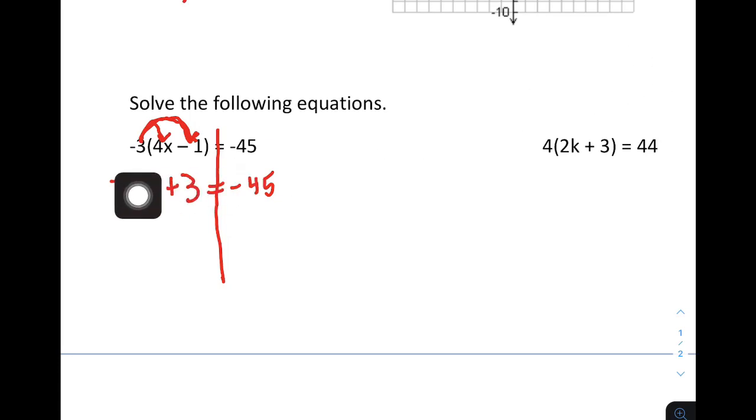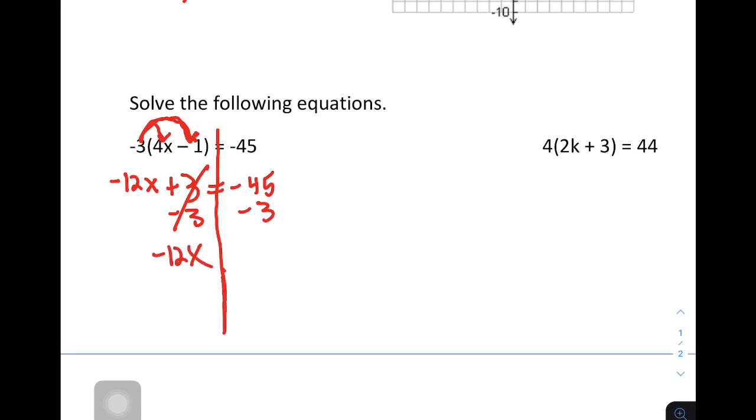Alright, and then we want to get rid of the number that's not closest to the x. So right now, the 12 is with the x, so I'm going to want to get rid of this 3 first. So I can do that by doing the opposite to both sides. And that will leave me with a -12x equals. Now over here, please, if you need your calculator right now, that's absolutely fine. Use your calculator. I do want you guys to try to also do these mentally and use your calculator to check yourself. So -45 minus 3 is -48.